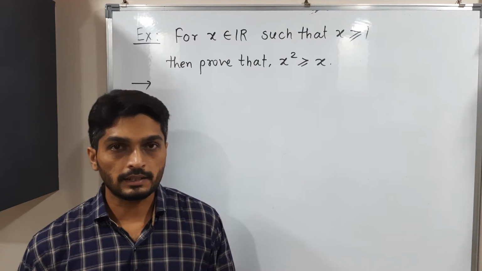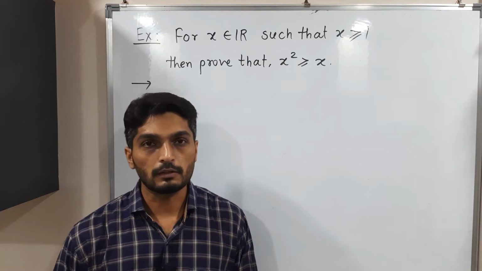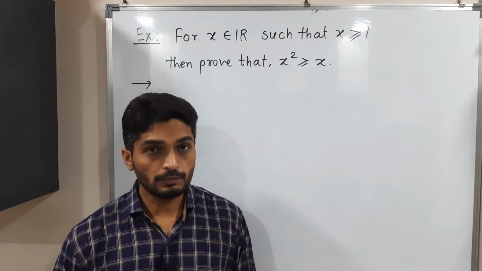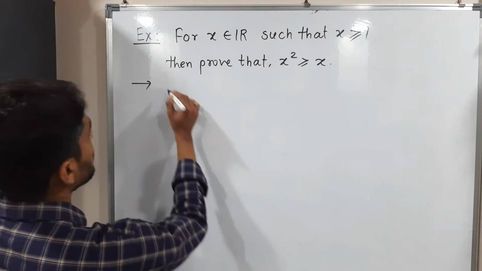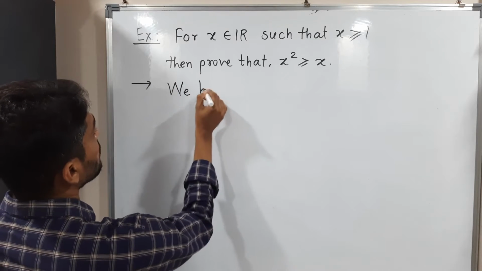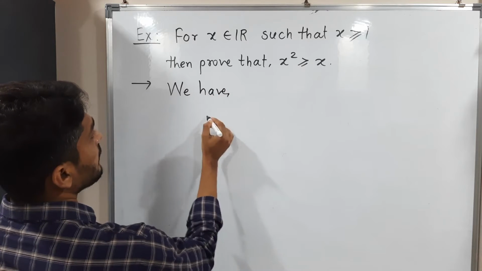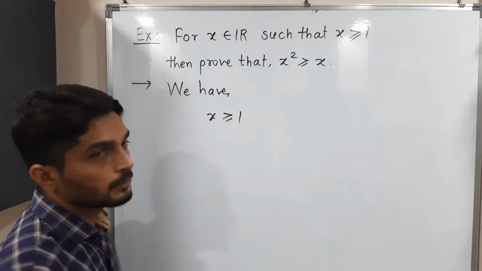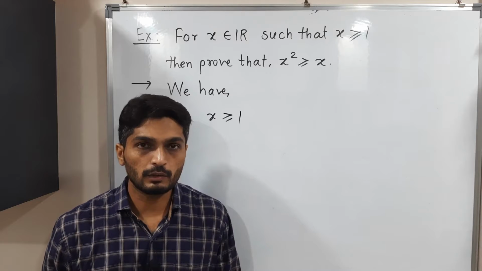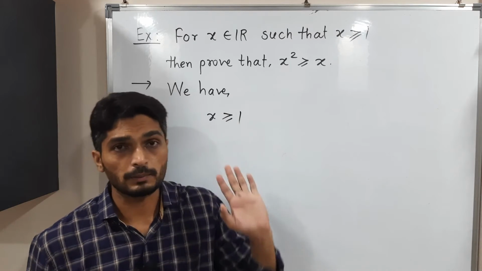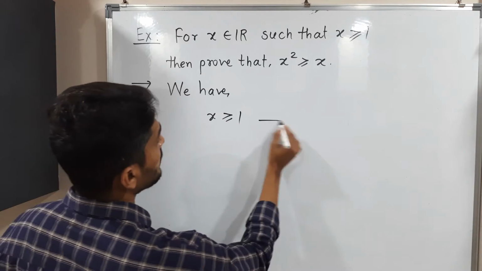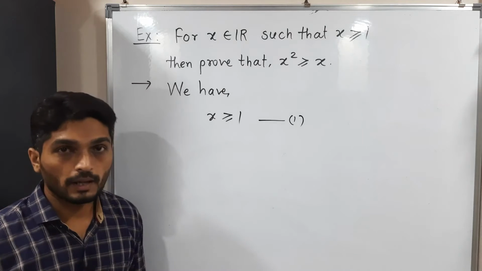Let us discuss this second example. It is also very simple. Let us discuss its proof. What we have, I will write first: we have x ≥ 1. This is a given thing and we have to prove this one. I will call it inequality number 1.